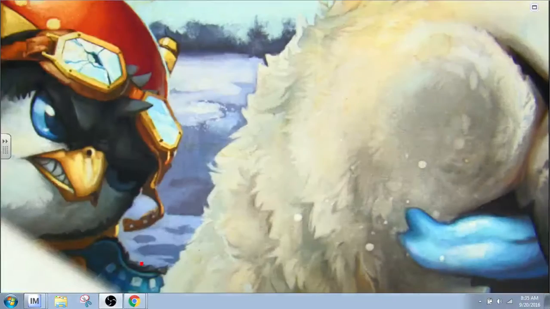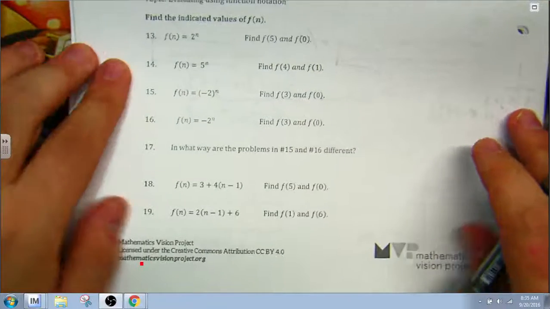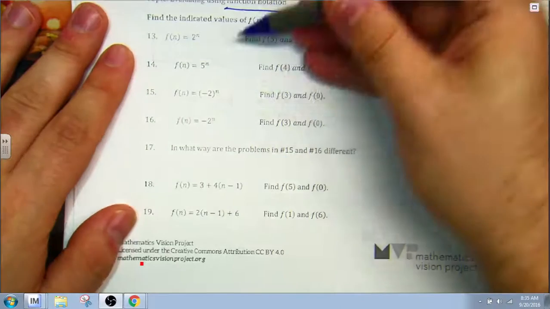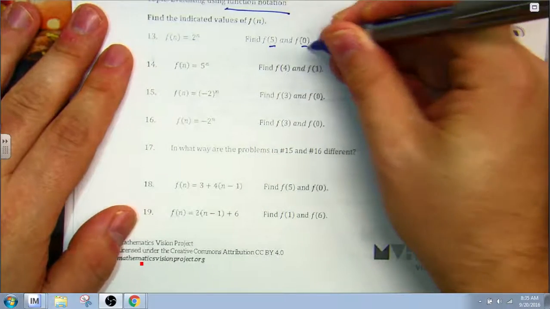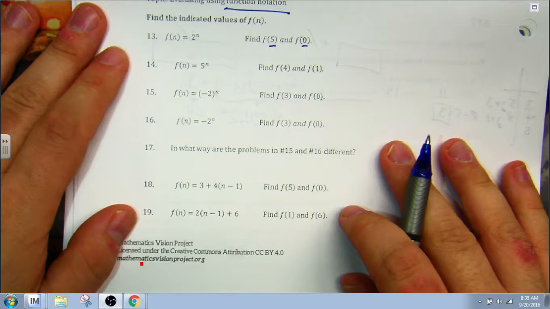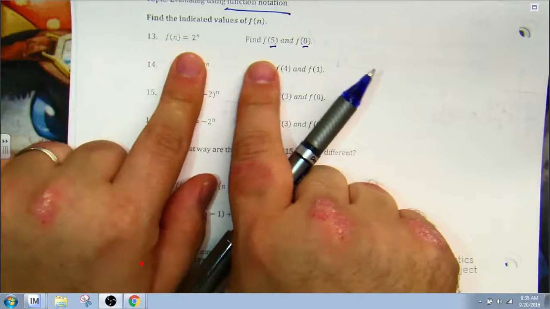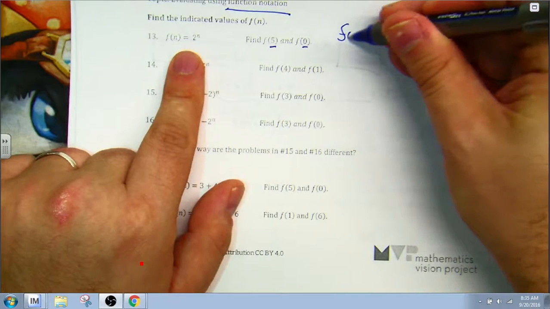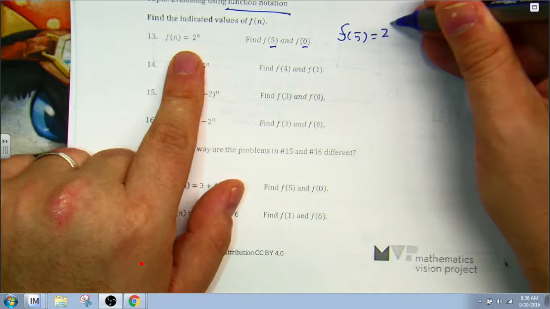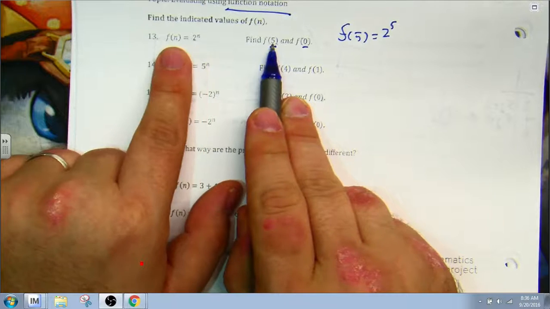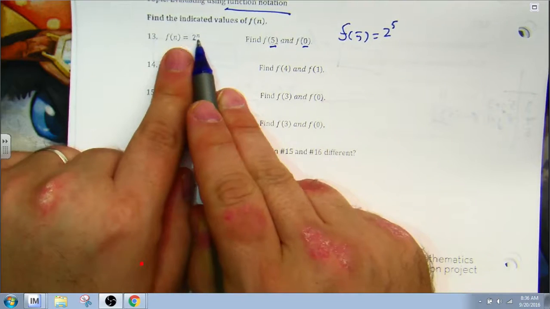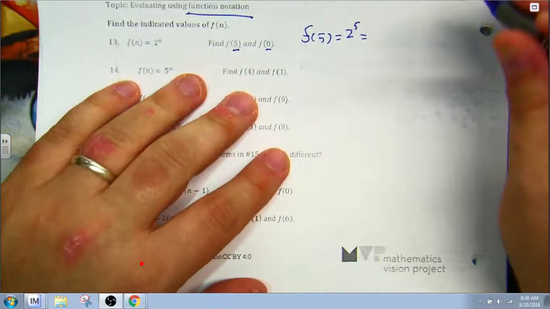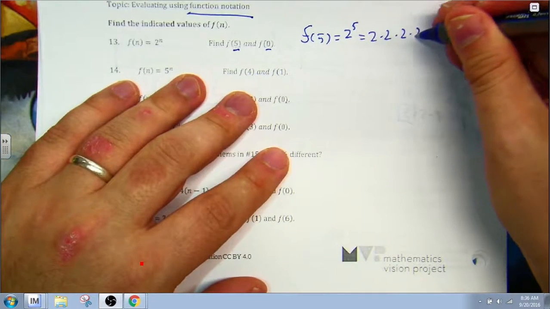Finally, for this section we are doing function notation again, where all we're doing is looking through all of these steps and substituting in whatever our n is for our function. So for 13, I'm going to start by finding f of 5. f of 5 is going to equal 2 to the 5th, because 5 is where n is. So where n is here, I have to put in a 5. 2 to the 5th power is quite a large number: 2 times 2 times 2 times 2 times 2.